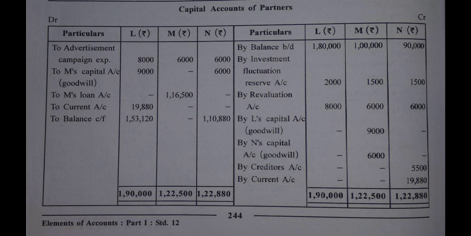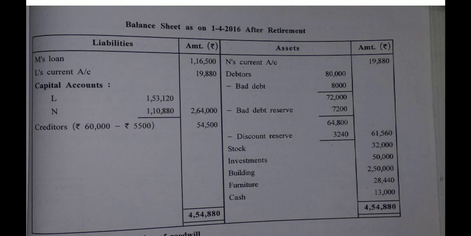So what is the new value of creditors? It is 60,000 minus 5,500. The new value of creditors, 54,500, is written in the outer column. As I've said, always the new value of assets and liabilities is to be written in the balance sheet. This is the reason the new value of creditors as 54,500, obtained by deducting 5,500 from 60,000, has been written here.